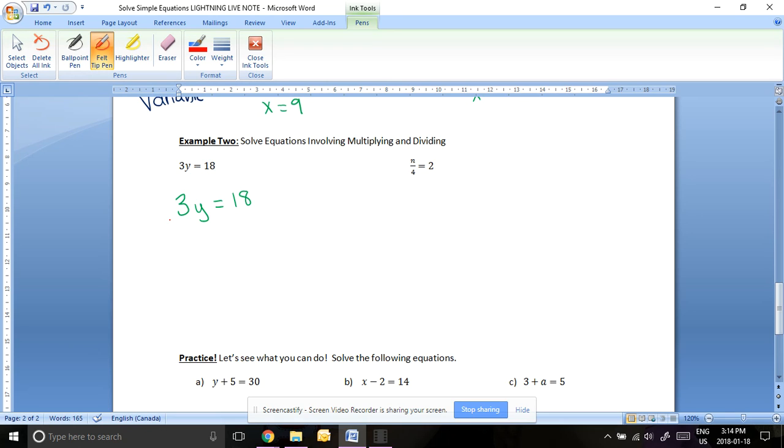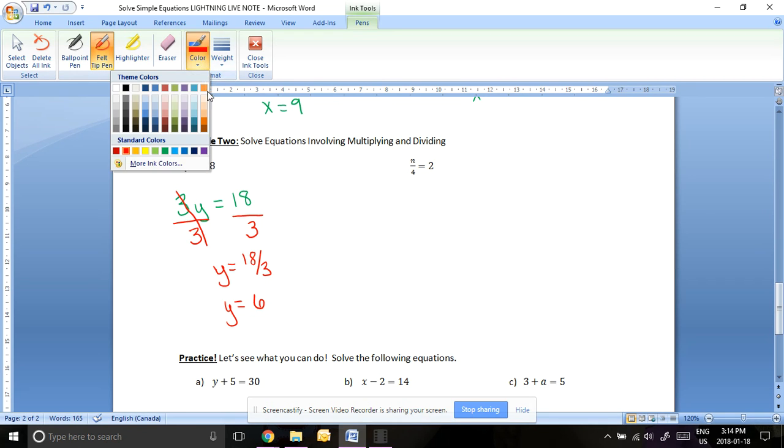So how do you undo multiplication? You do division. 3 divided by 3 is 1. So you're just going to be left with y on this side. But because you did it on the left side, you have to be fair and also do it to the right side. So these cross out, and you're left with y equals 18 over 3, or y equals 6. Okay, and you can check it. 3 times 6 is 18. That works. So that's how you do multiplication.